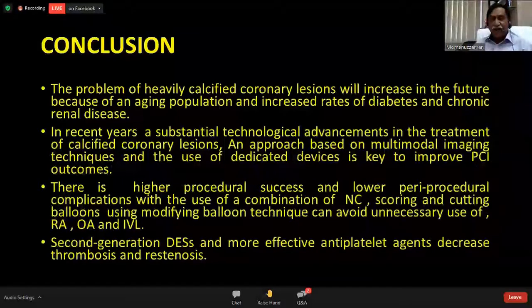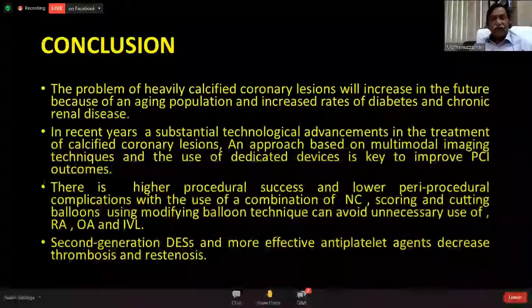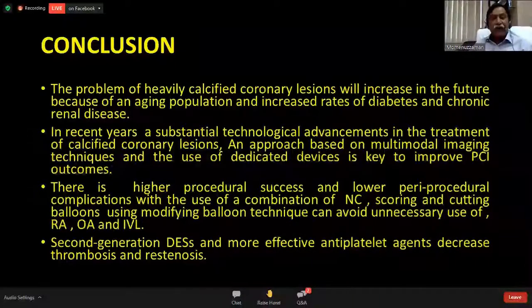There is a higher procedural success and low peri-procedural complication with the use of a combination of non-compliant balloon, scoring balloon, and sometimes you can use other devices, rotablation or IVL. But you can avoid this technology if you can use the modified balloon technique for moderate to severe calcific coronary artery disease. It is better to use a small, short stent, second generation DES, to avoid restenosis, and antiplatelet therapy should be adequate to prevent stent thrombosis.